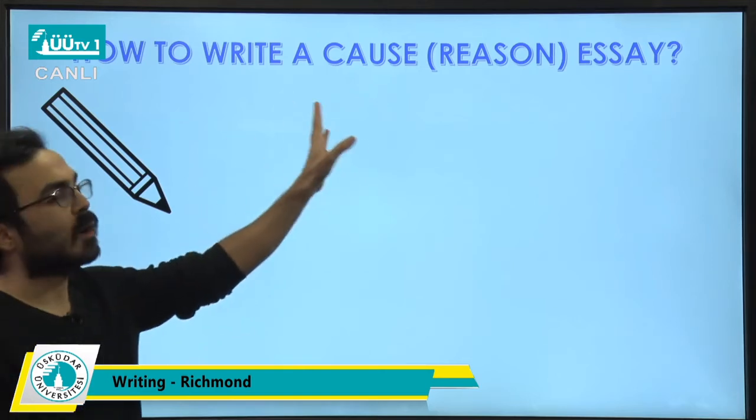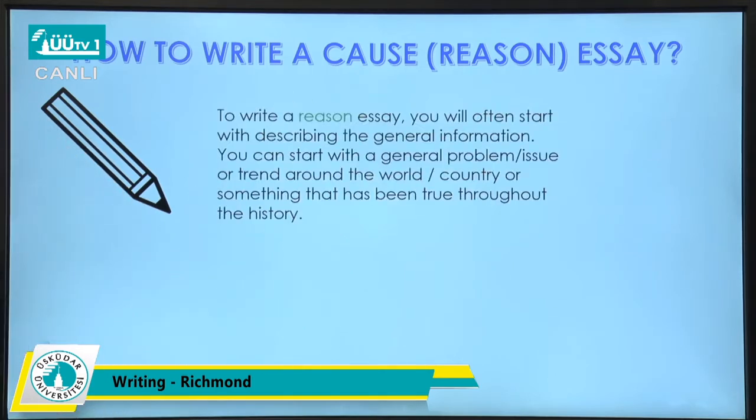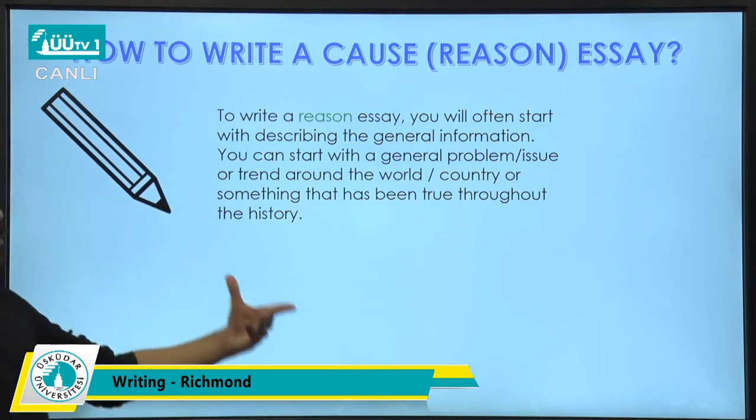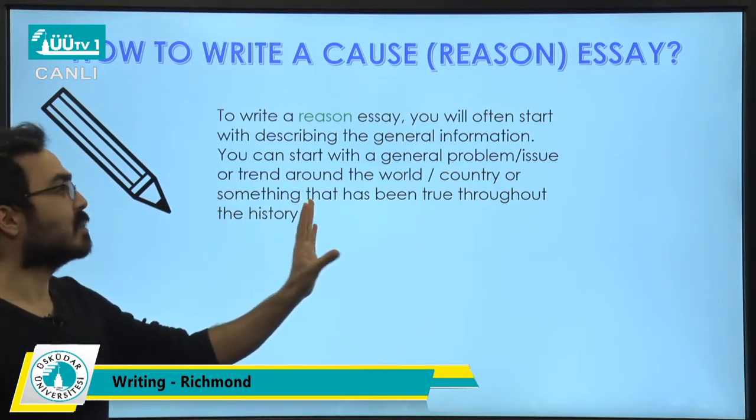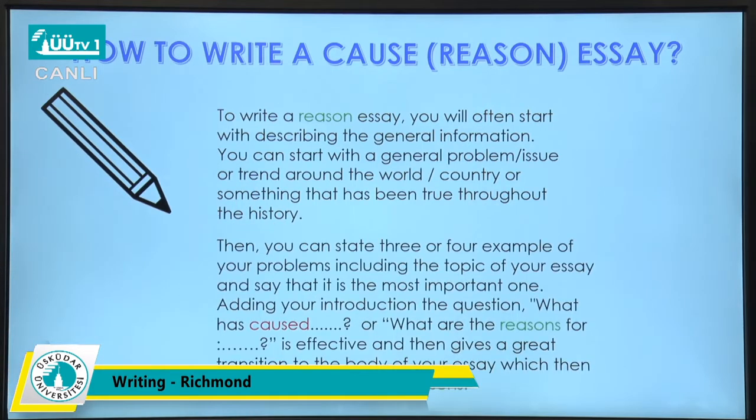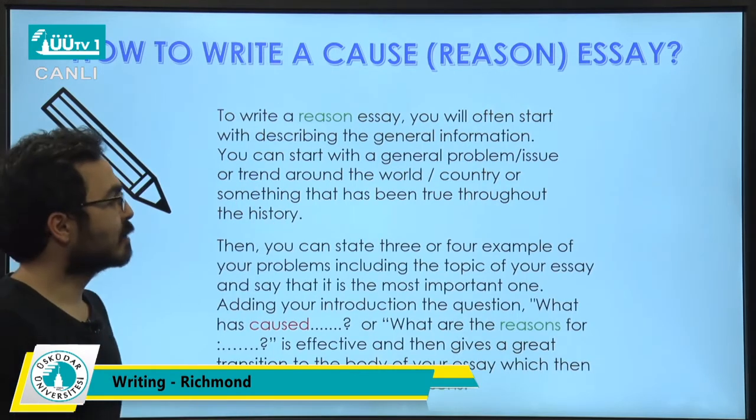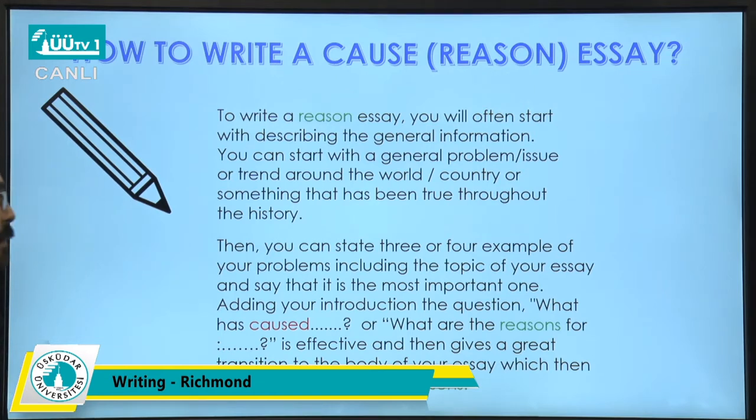How do you write a cause or reason essay? We also refer to a cause essay as a reason essay. To write a reason essay, you will often start by describing general information. You can start with a general problem, issue, or trend around the world or country, or something that has been true throughout history. In this type of essay, we follow a pattern from general to specific. First give general information about your topic, then move on. Then you can state 3 or 4 examples of your problems, including the topic of your essay, and say that it is the most important one.